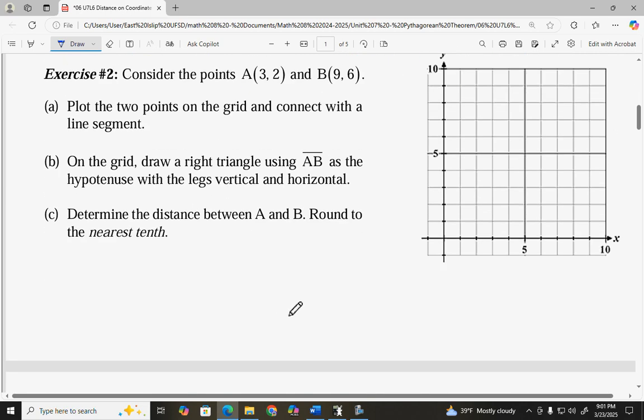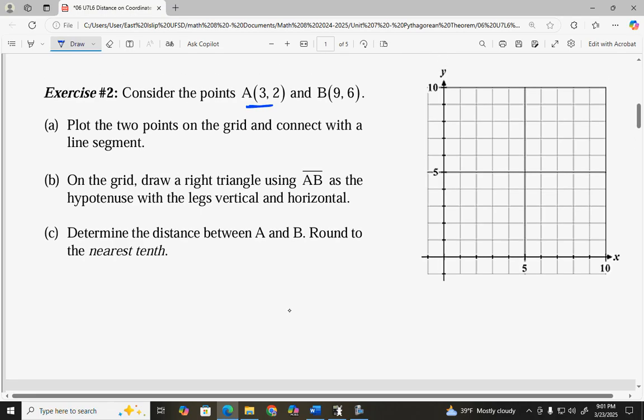So let's plot point A, which is at 3, 2. So remember, before you plot, you should take a good look at your coordinate plane. Here's the x-axis, here's the y-axis, which means this is 0. So the point 3, 2 is here, call it A. 9, 6, call it B. If I'm going too fast, make sure you hit pause. I connect them and I can see it's a diagonal line.